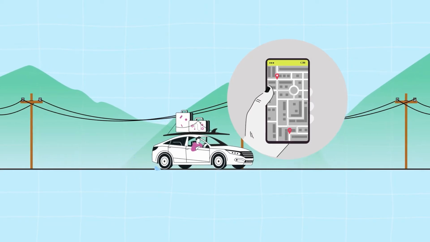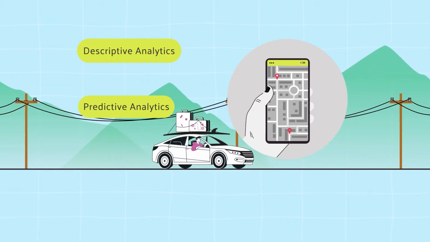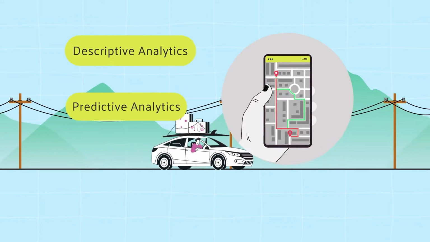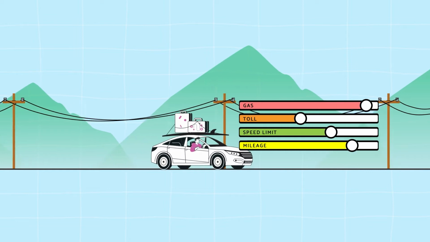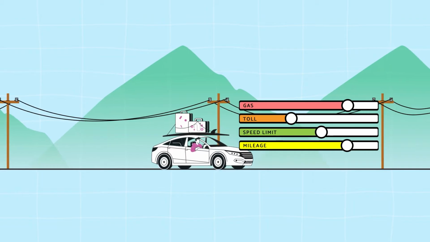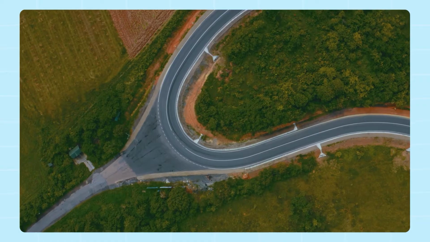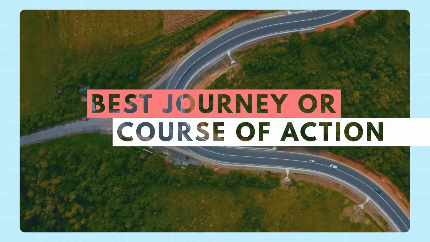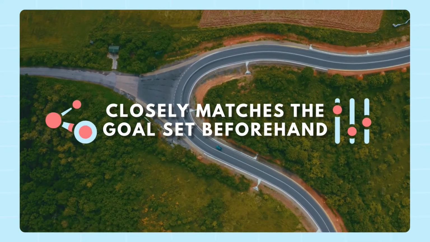First, it uses the data results from descriptive and predictive analytics to explore the outcomes of multiple scenarios comprised of varying series of actions, where each outcome is calculated based on the particular actions that were taken within that journey. These particular actions are typically reflected as variables, which are adjusted automatically and differently across each journey. Second, it then proposes the best journey or course of action out of multiple, selecting the one with the outcome that most closely matches the goal set beforehand.